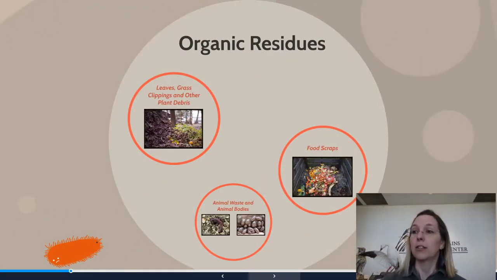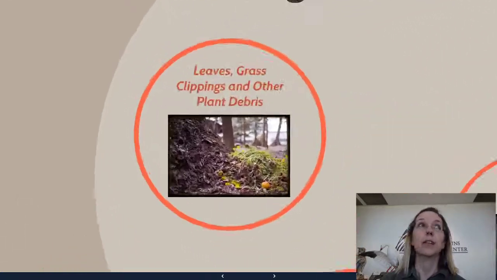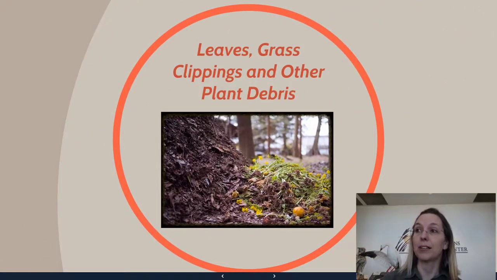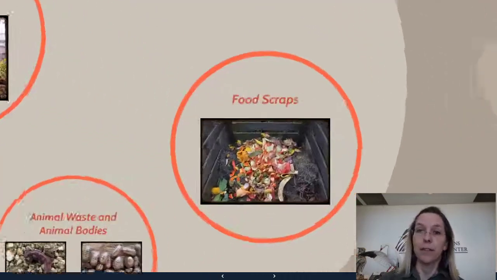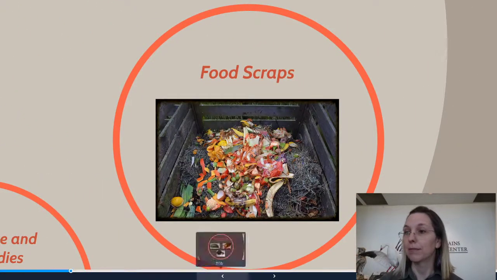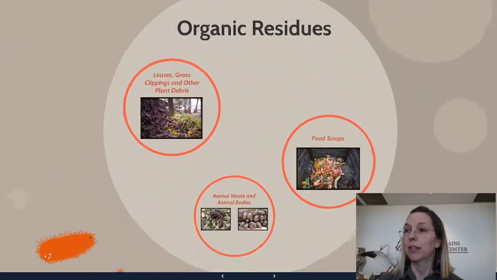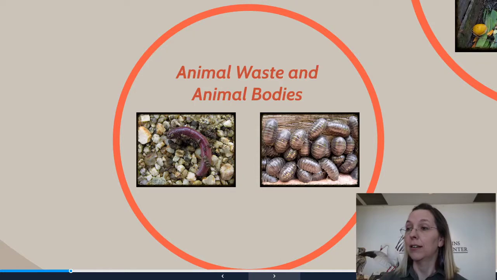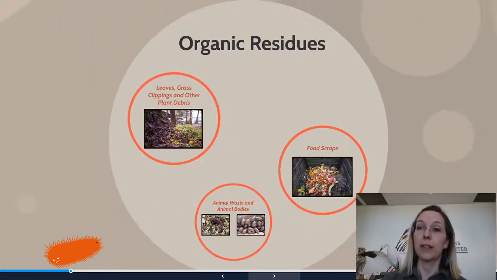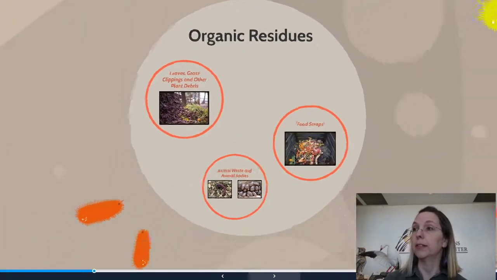So those organic residues are made up of things such as your leaves, grass clippings, other plant debris, your food scraps, and animal waste and animal bodies. So you think about everything living in here, and their waste has to go somewhere, and if an animal dies, it's there. But that is all of the debris and the waste that is getting composted in the bin. So that is the base of the food pyramid.